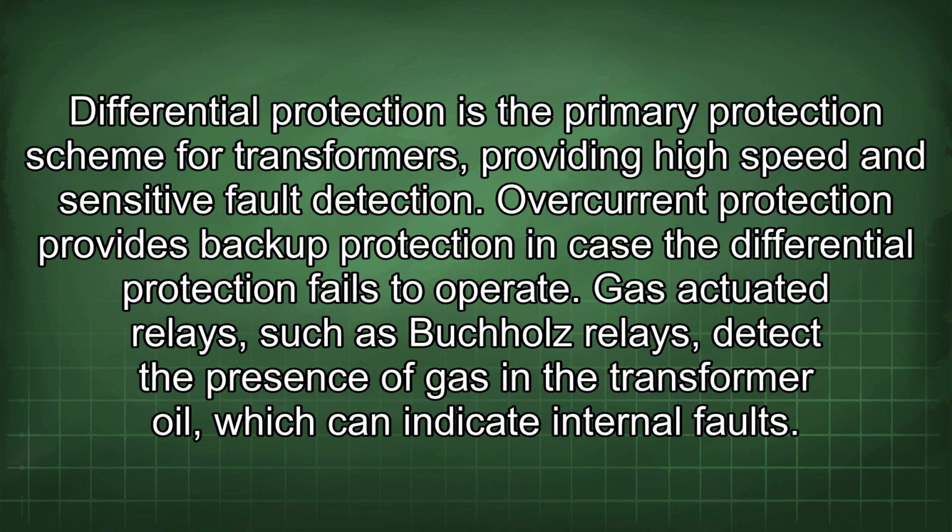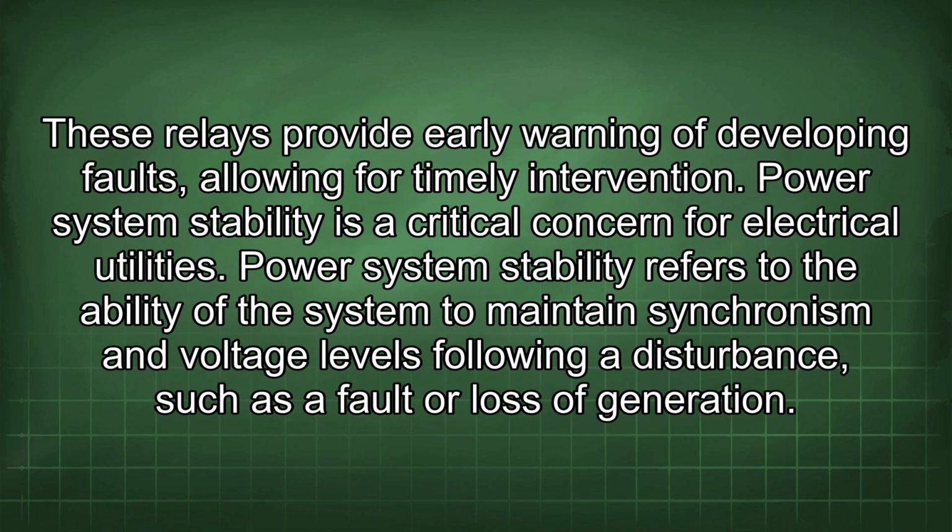Overcurrent protection provides backup protection in case the differential protection fails to operate. Gas-actuated relays, such as Buchholz relays, detect the presence of gas in the transformer oil, which can indicate internal faults. These relays provide early warning of developing faults, allowing for timely intervention.